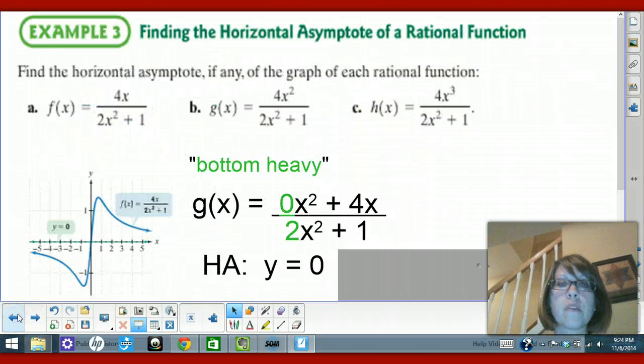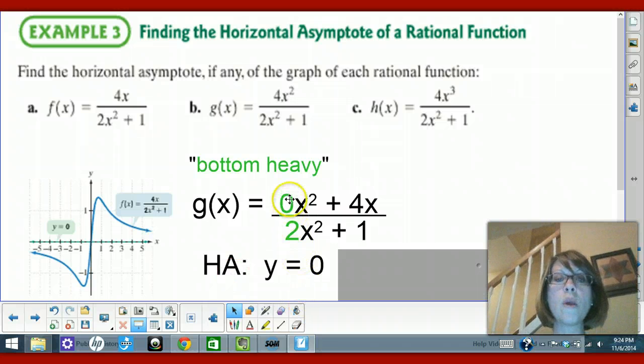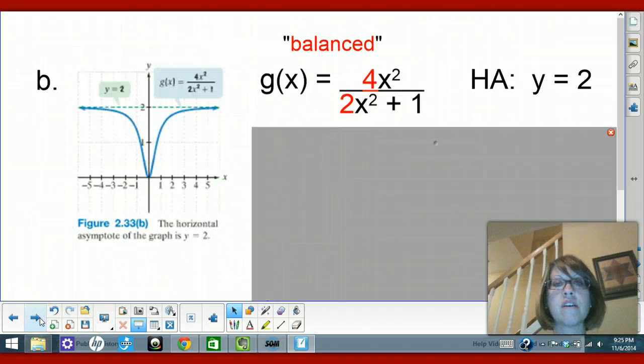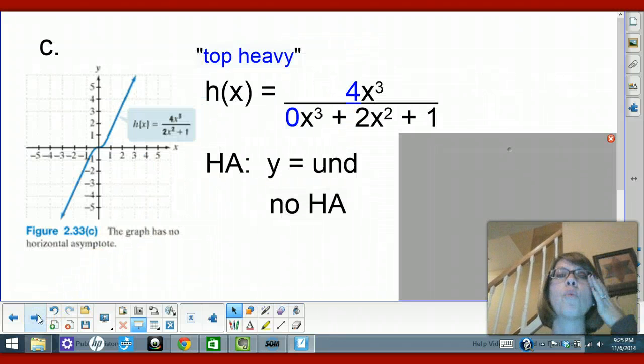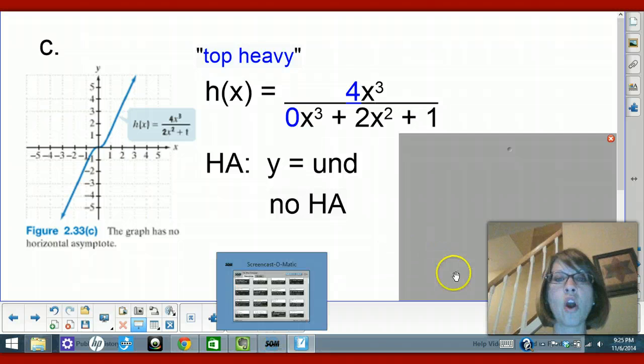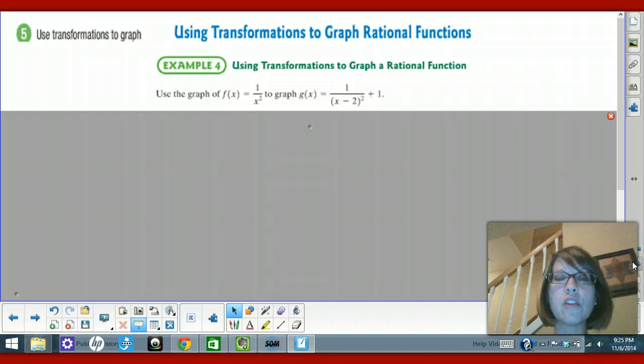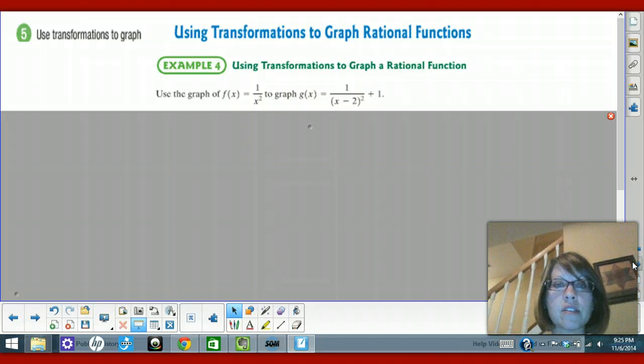So go back through. A bottom heavy function will always have a horizontal asymptote of y equals 0, the x-axis. A balanced function will always have the horizontal asymptote that is the ratio of those two numbers, 4 over 2. And a top heavy function will never have a horizontal asymptote. There will never be that leveling off toward the infinities. All right, just one more thing, and you can get started and finish this entire assignment.